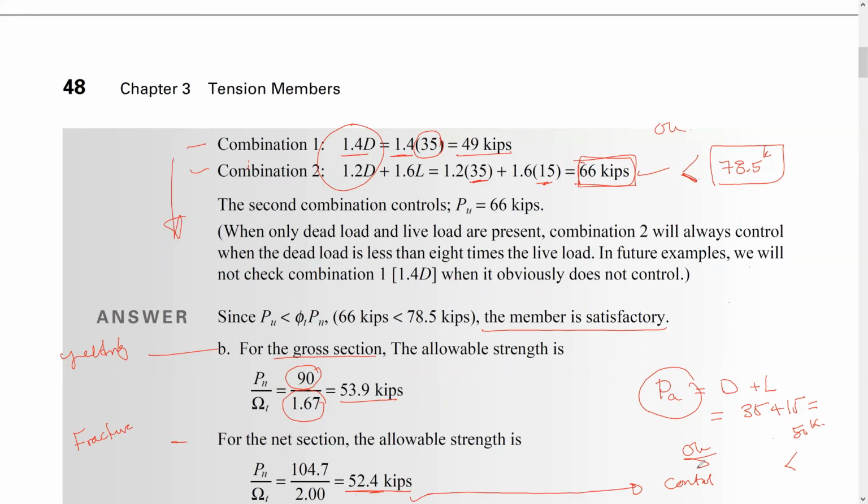Okay, so by this we did solve, or find, the design strength for the angle and make a comparison with the applied load. Okay.